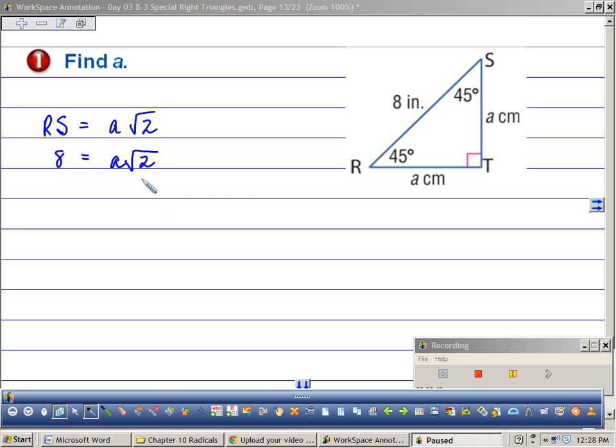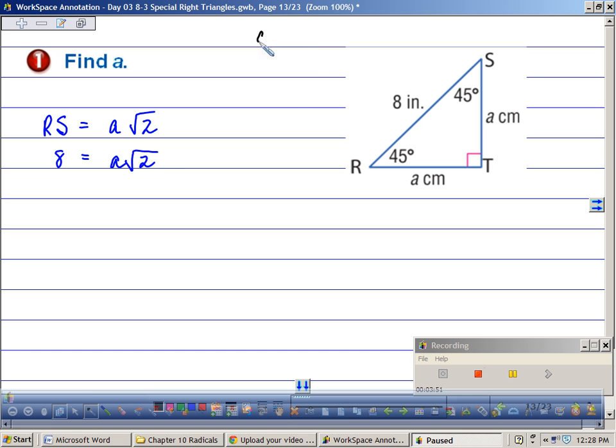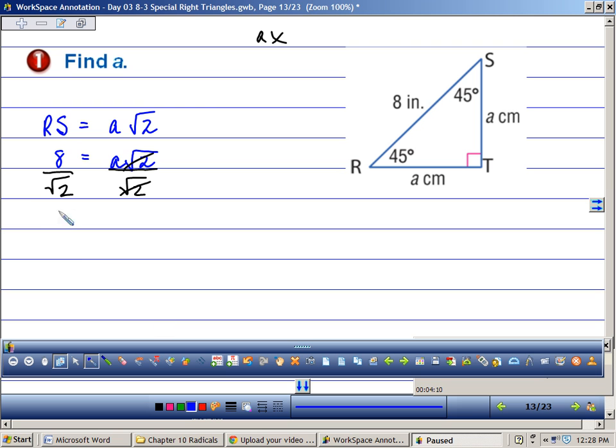Not exactly. Pretend like this was A times X, and I was trying to solve for X, or solve for A. What would I do? I would divide. Divide by root 2. When I do that, my root 2's cancel over here, and I get 8 divided by root 2 equals A.